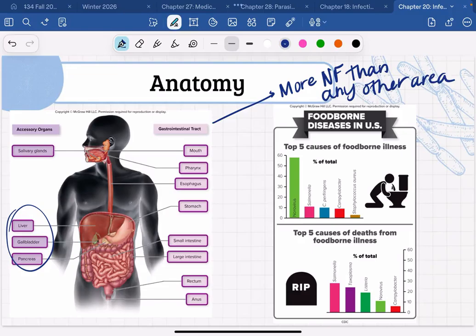Okay, and then there are some other ones. We're going to talk about a few of these. And then the top 5 causes of death from foodborne illness. The top one is salmonella. And we'll talk about salmonella in just a minute.